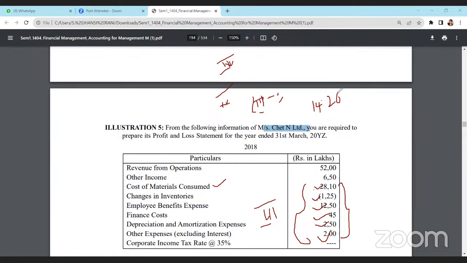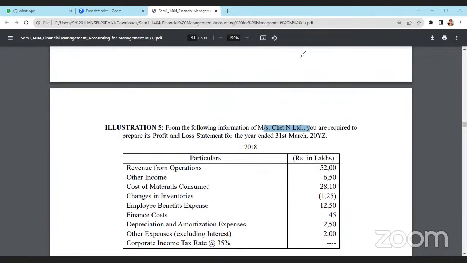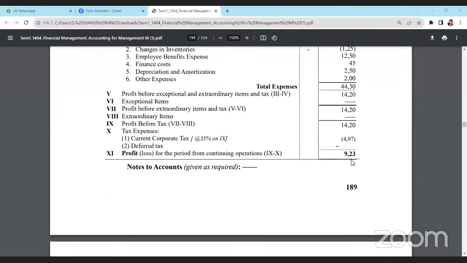And we have only one thing, that is tax. Tax is 35%. So 35% on what will we calculate? 35% on the profit we got before tax. So 1,420 into 35% comes to 497. When you deduct this, you'll get the net profit for the current year. I hope that is the same answer. Yeah, see, 497.